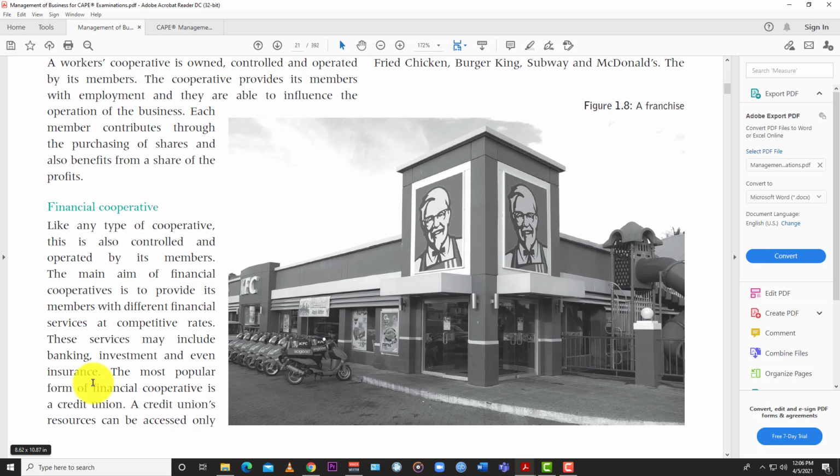A credit union's resources can be accessed only by its members. So the credit union, most of y'all would know what a credit union is. Some people have banking in their schools. That's a part of a credit union.